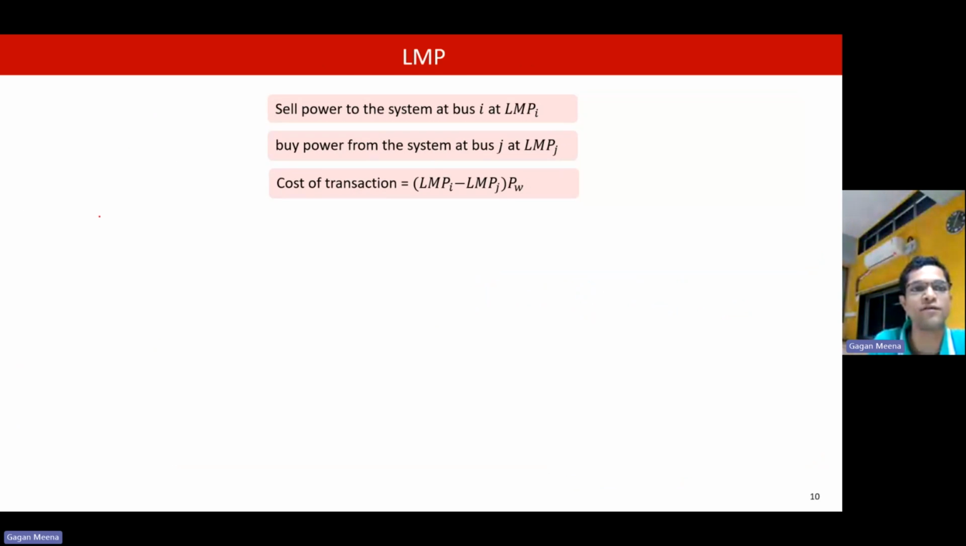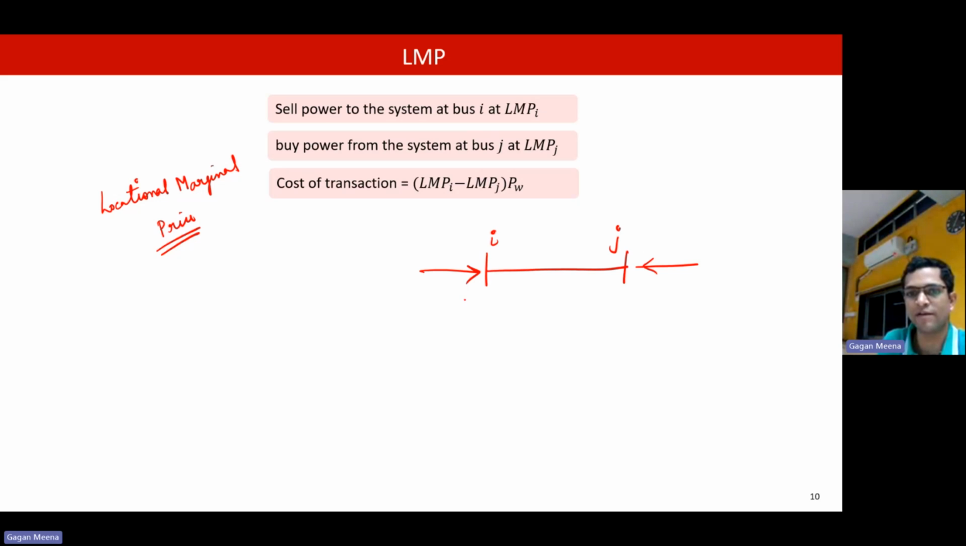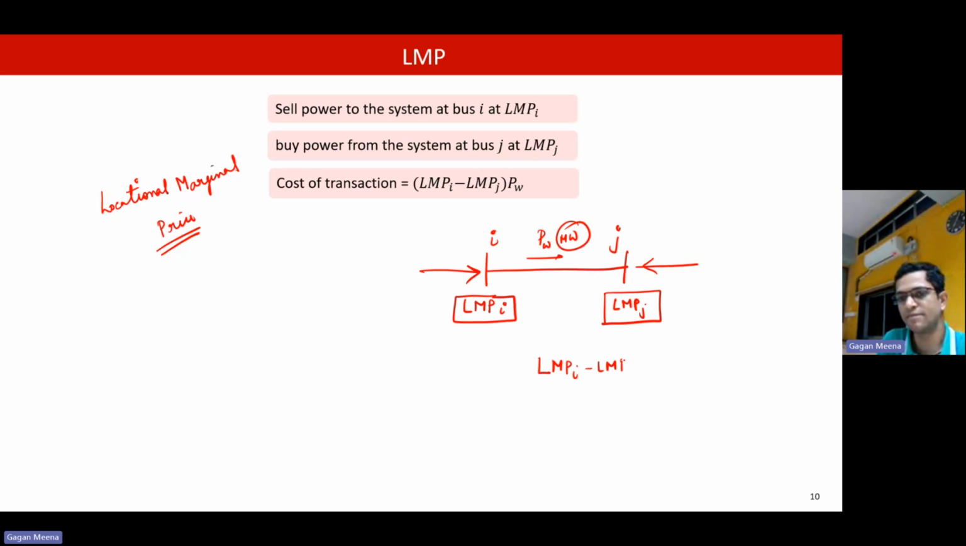The next important thing was the locational marginal price, which we will see again in the subsequent slides. The cost of transaction using LMP is very easy. Let's say there is a transaction between node A and node B, or bus I and bus J. Then from OPF, for economic dispatch, we can calculate the LMP at each bus and then just take the difference. Let's say P megawatt is transacted from I to J. Then the cost of transaction will be LMP I minus LMP J.